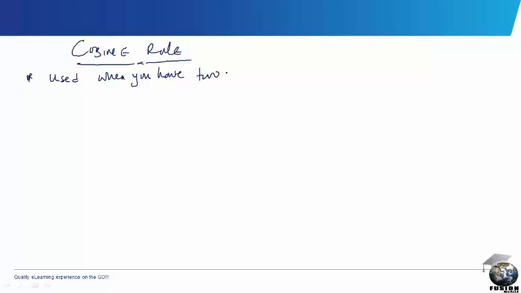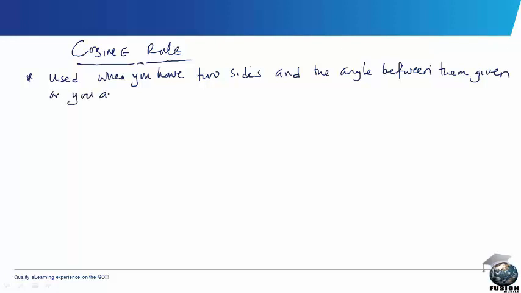two sides and the angle between them given. All right, or when you are given the three sides. All right, we shall derive this formula for the cosine rule using a triangle, and then we'll have this triangle.